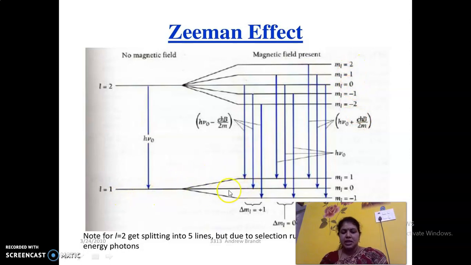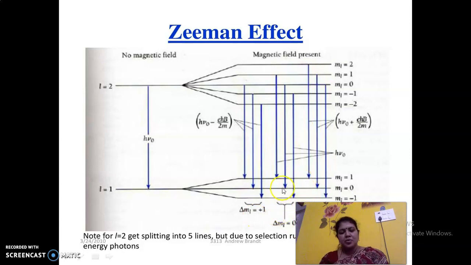Similarly, L equal to 1 gets split into 3 states running from -1 to +1 through 0, the 2L plus 1 rule they follow. Now what about the transition between these states? They do not undergo all possible transitions. Instead they follow the selection rules, namely del ML is equal to 0, +1 and -1.